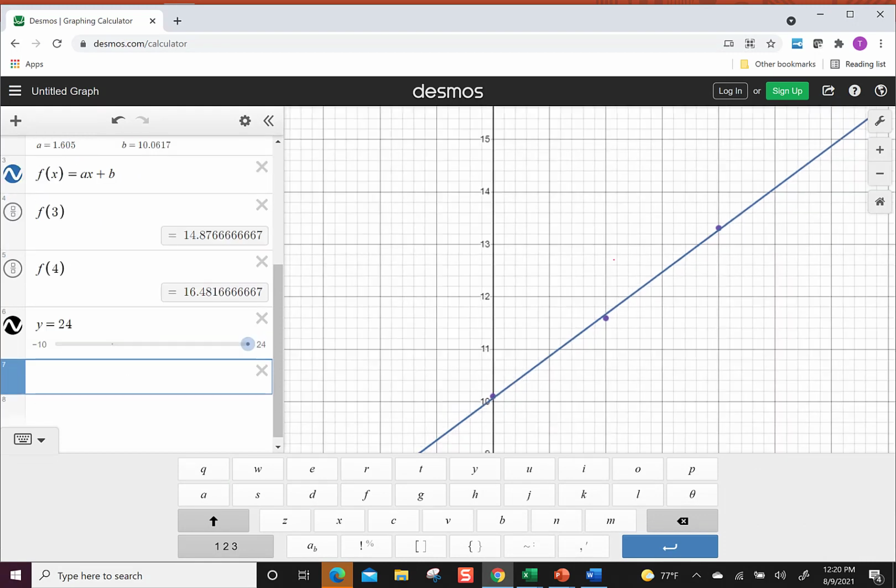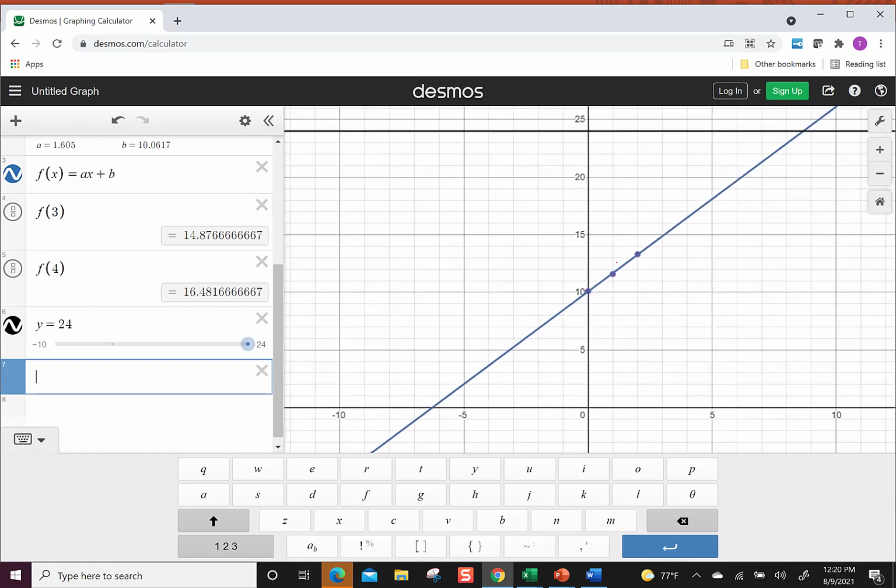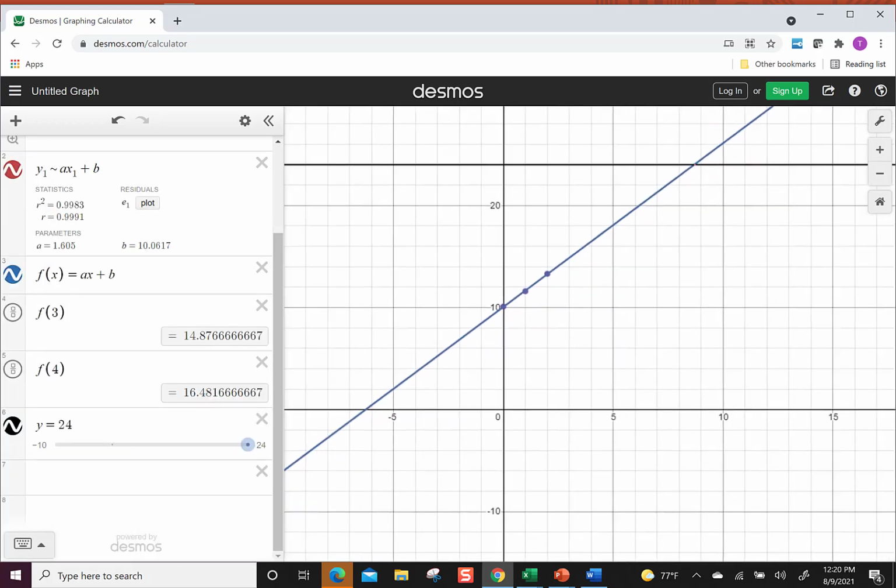Let's zoom in so we can find 24. And what we're looking for here is the point of intersection. So when I click, it gives me the point and it says 8.684, just like we got from using the algebra. I don't care which way you do it.